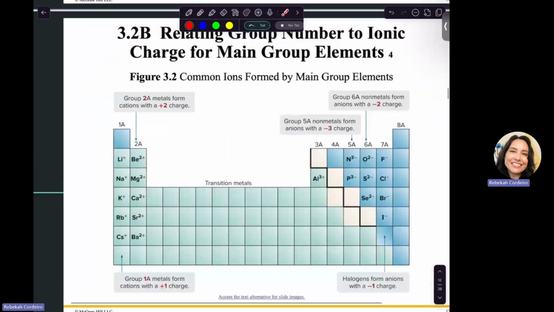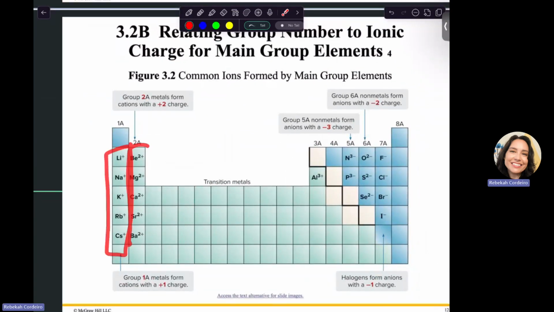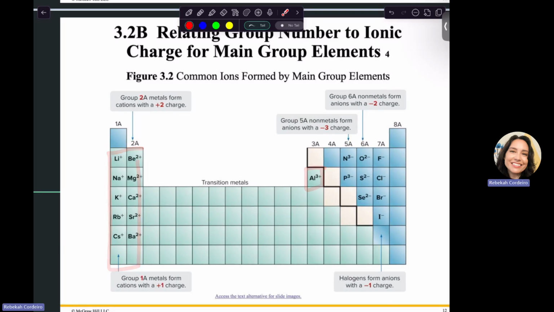So here's that image again. +1, +2, +3, and metals are positive, so metals only in that category. Then nonmetals only in that category, -3, -2, -1. We don't include these here at the bottom because these are metals, and these are metalloids, and they do weird stuff sometimes. So notice that it's your metals in groups 1, 2, and 3 or 13, and your nonmetals in groups 15, 16, 17. And group 18, they don't make a charge because they already have that octet, that 8.